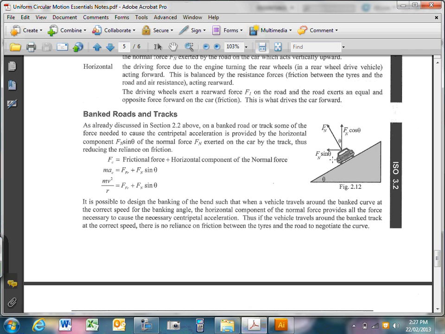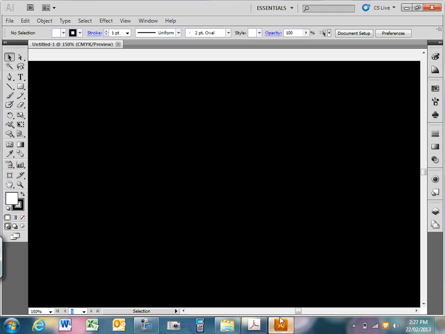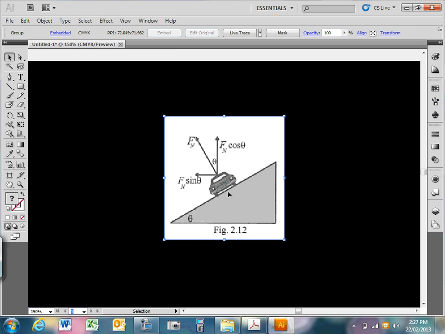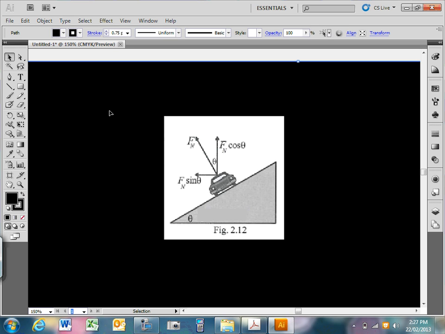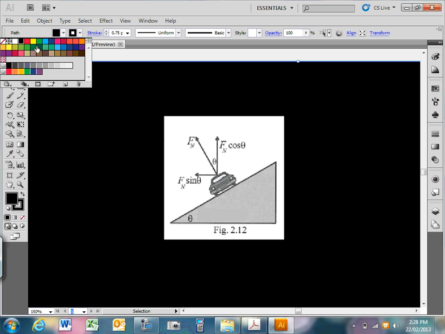Here's a picture I'm going to talk about a little bit. This is that car on the banked curve. There's actually only two forces acting on this car, but it looks like there's three forces drawn there, doesn't it? There's only two forces. What's the other force?